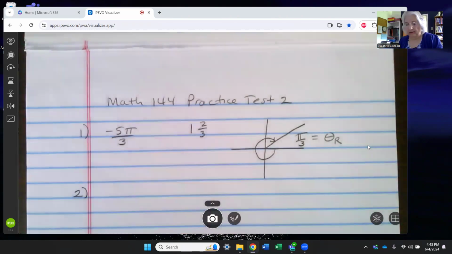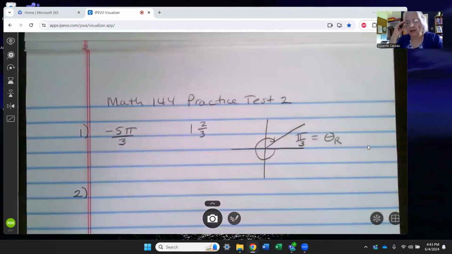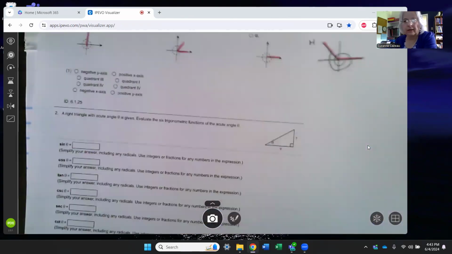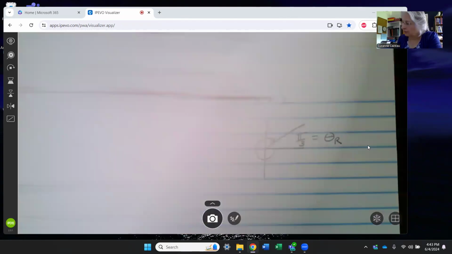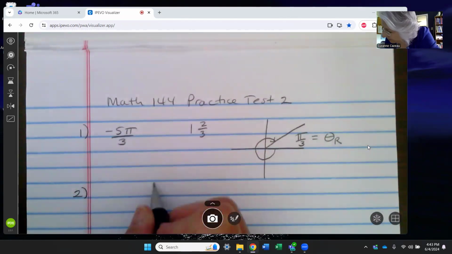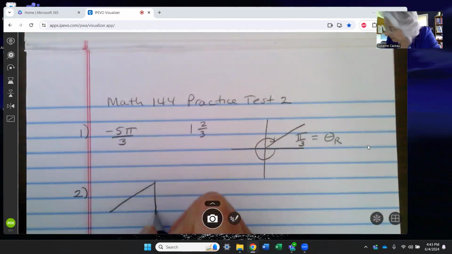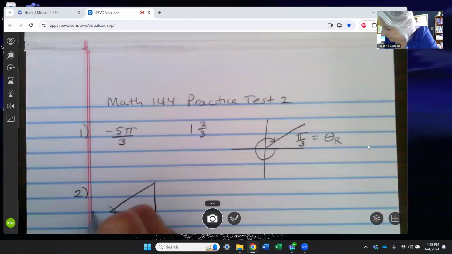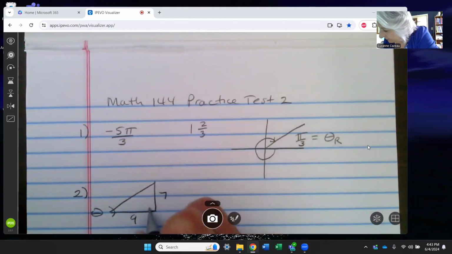Let's move on. It says, a right triangle with acute angle theta is given. Evaluate the 6 trig functions of the acute angle theta. Okay. So this is what it looks like. Okay, so here's theta. We've got 9 here and a 7 there.